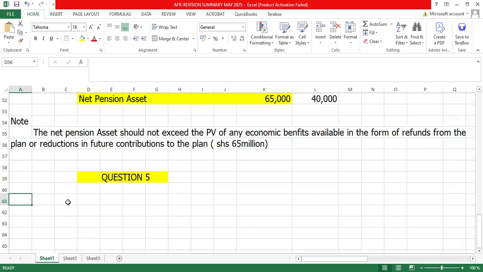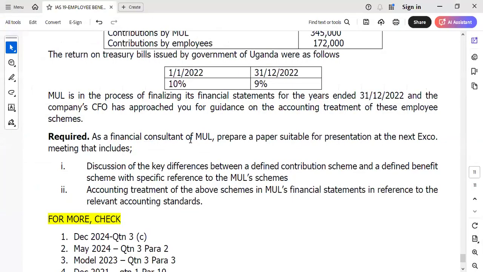Remember, we are writing a paper. We are writing a paper. What is the format? The format of the paper is like that of a report. We are writing paper 2. We are addressing this paper 2.